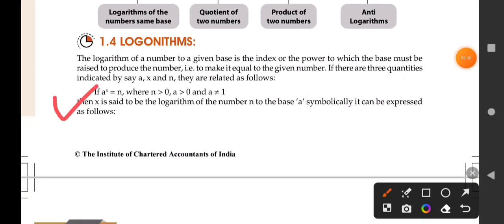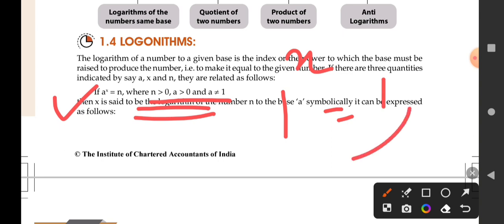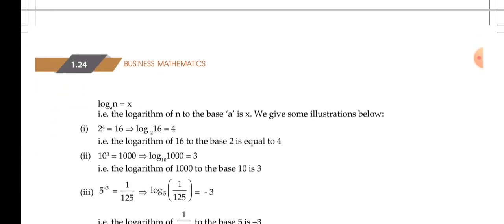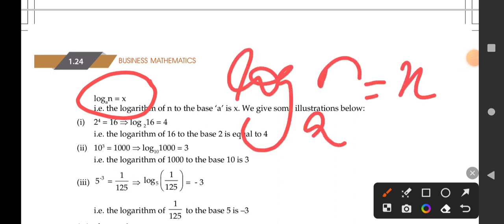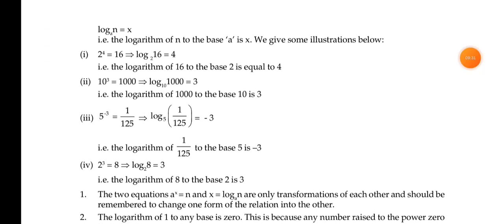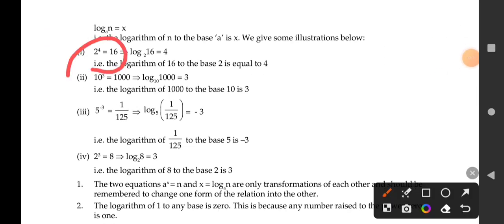Again, logarithms: if a power x is equal to n, and n is greater than 0, a is greater than 0 and a is not equal to 1. Why? Because 1 power anything will always be 1. If that is given, then log n to the base a is equal to x. Let's see these examples. 2 power 4 is equal to 16 means log 16 to the base 2 equals 4. 10 power 3 is equal to 1000, so log 1000 to the base 10 is equal to 3.